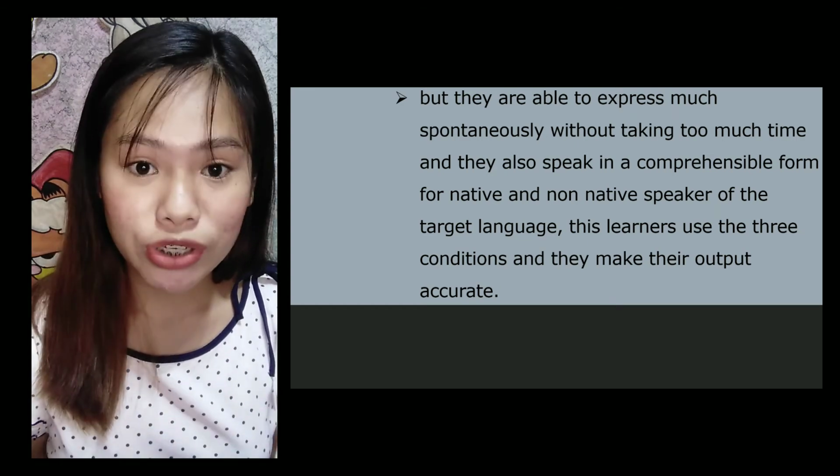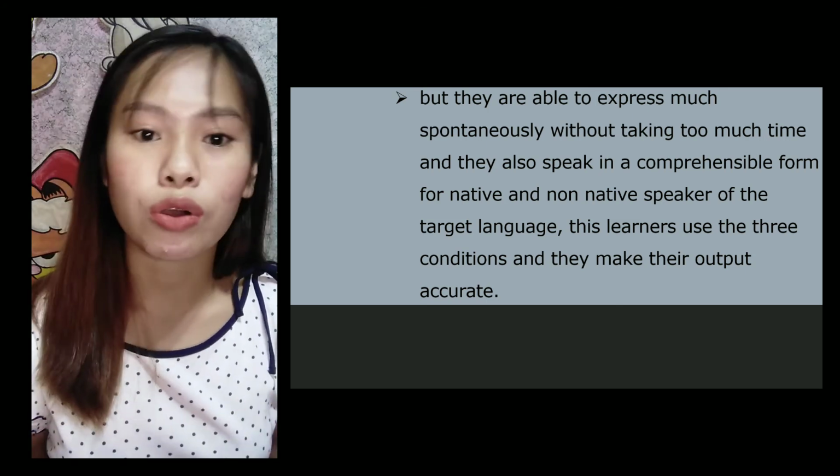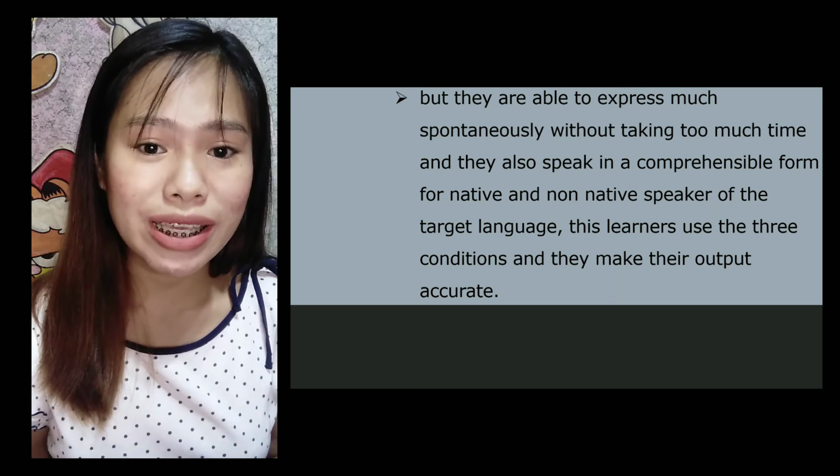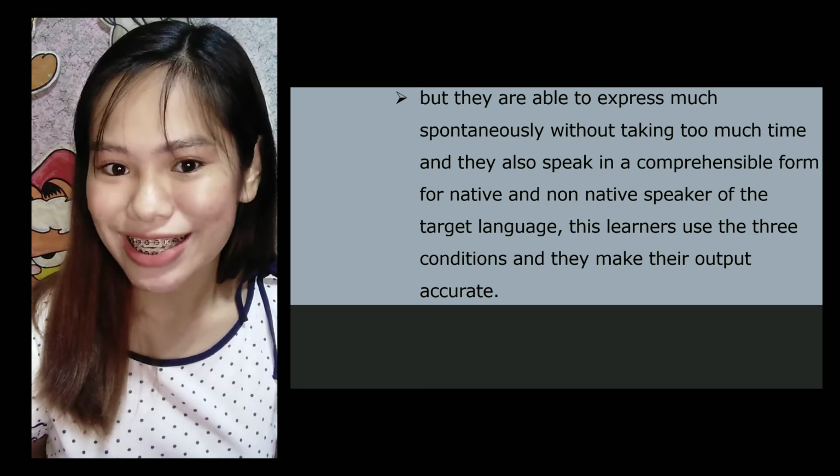So it is also for them to come up with a good or nice output, or maybe a better conversation.